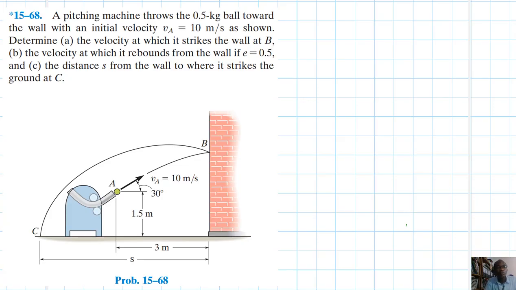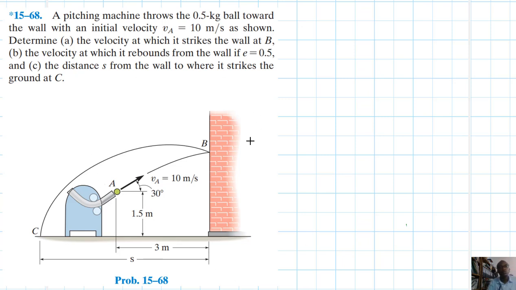The problem reads: a pitching machine throws a ball towards the wall with an initial velocity of 10 meters per second. As shown, determine the velocity at which it strikes the wall at B and the velocity at which it rebounds from the wall. The coefficient of restitution is 0.5. Also find the distance from the wall to where it strikes the ground at C.